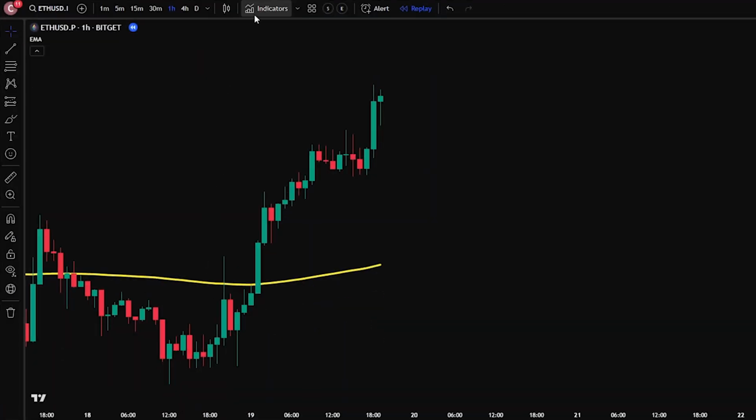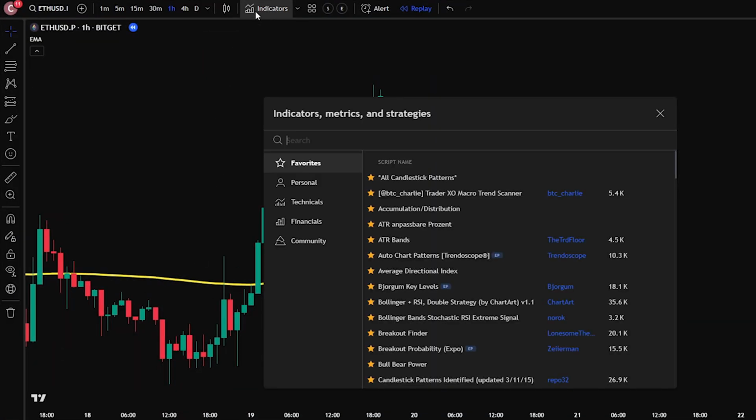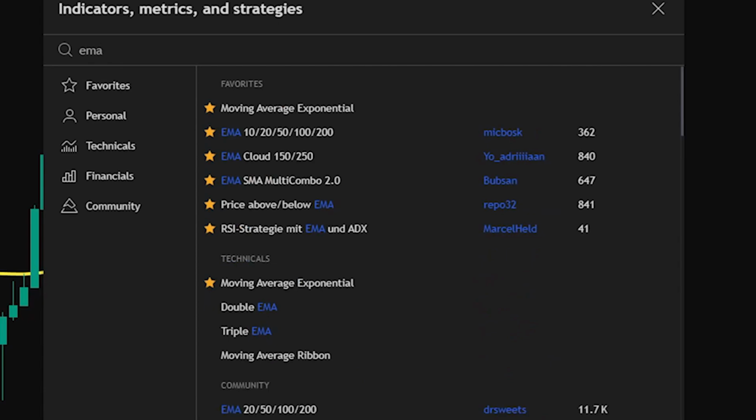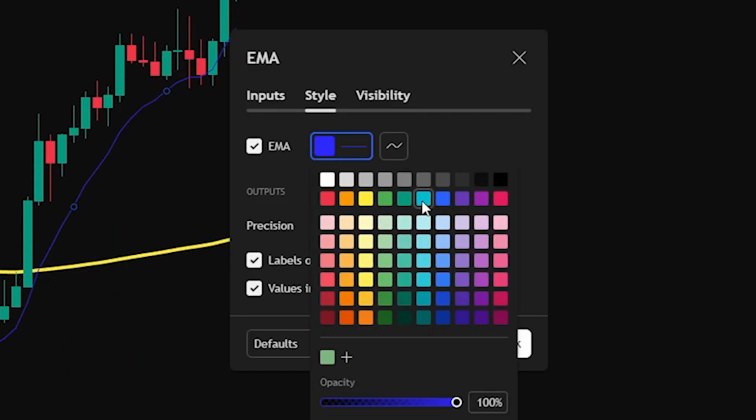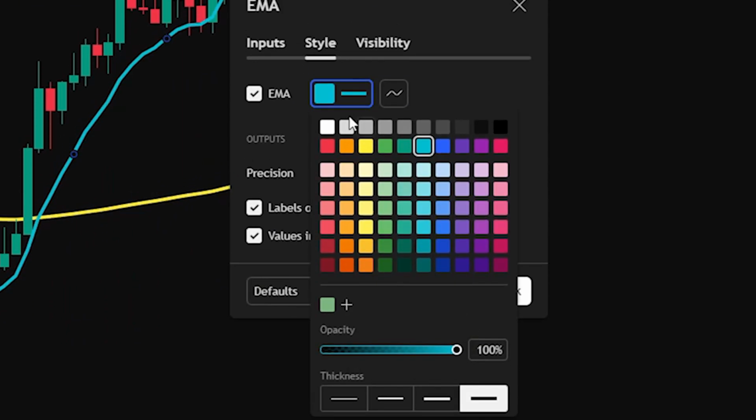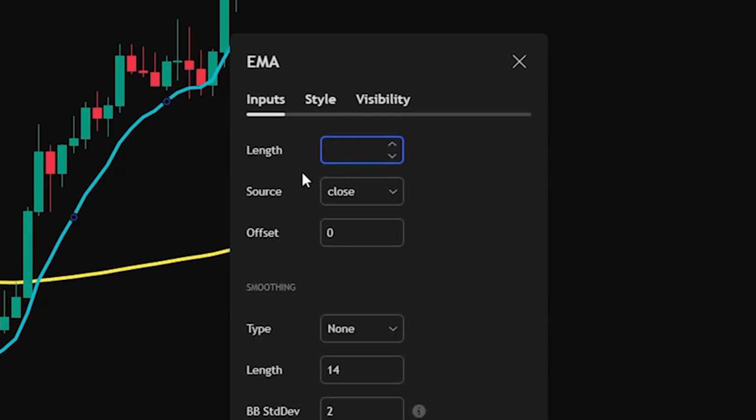Now, let me explain EMA crossovers. First, click on Indicators again, type in Exponential Moving Average, and click on it. Once it appears, add it to your chart. After that, click on the settings of the newly added EMA and change its length to 100. This blue EMA now represents the last 100 periods on your chart.